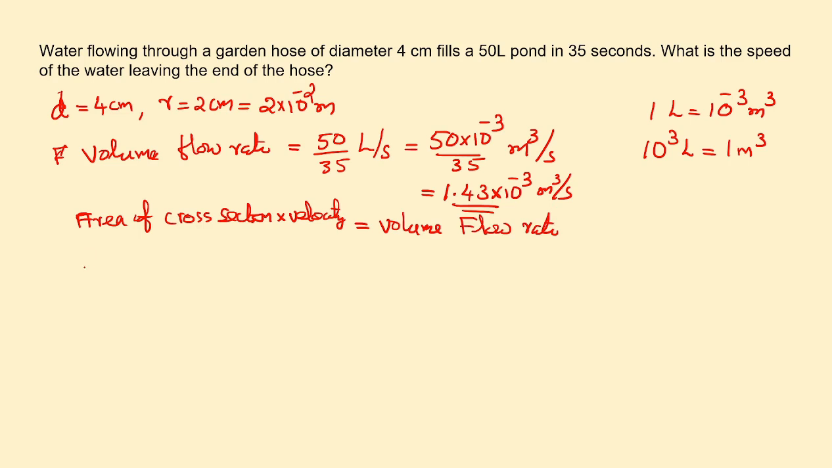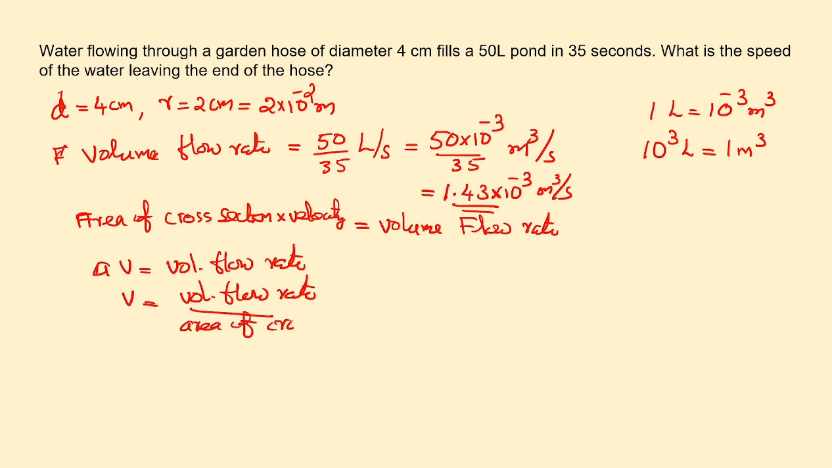So A into V is equal to the volume flow rate. From that we can find V, the velocity. That is V is equal to volume flow rate divided by area of cross section.